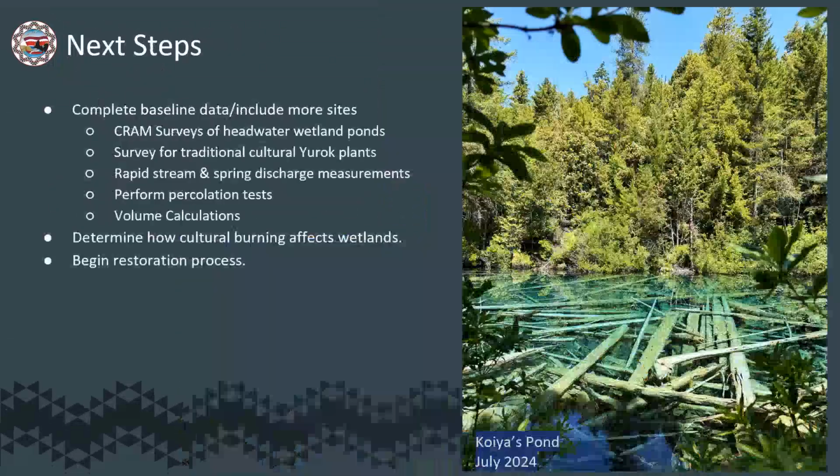We plan to continue collecting baseline data, including complete CRAM surveys in the upland wetlands, survey for cultural Yurok plants, conduct rapid stream and spring discharge measurements, perform percolation tests on the soil surrounding wetlands, and volume calculations of the wetland ponds. We also plan to further assess the effect of cultural burning adjacent to wetland sites, and then begin the restoration process within the wetland ponds.